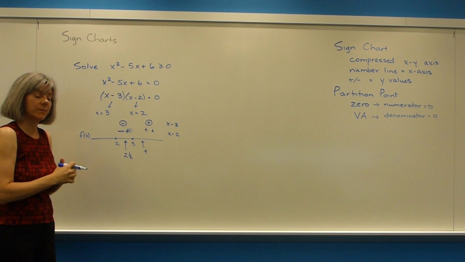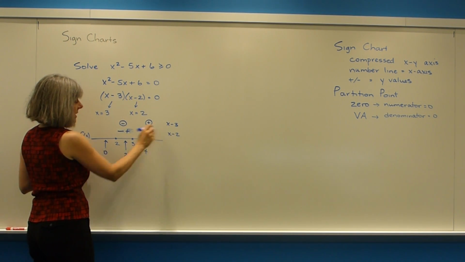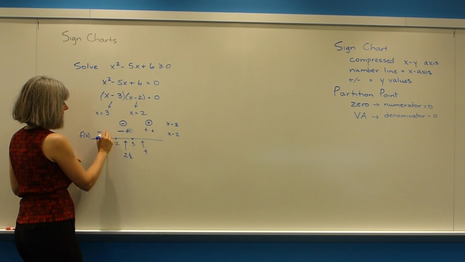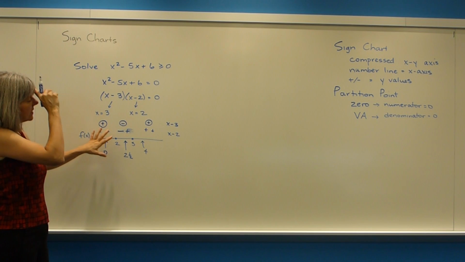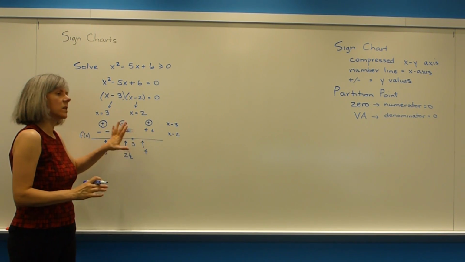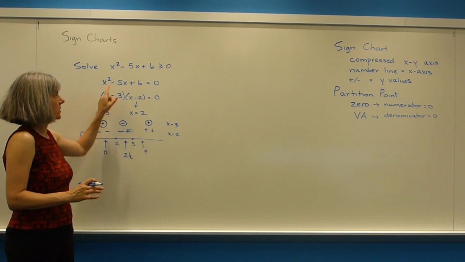Multiply together, negative. Over here, I think the easiest number is 0. 0 minus 3, negative. 0 minus 2, negative. Negative times negative, positive. So this takes some getting used to, but I strongly encourage you to move to this point because this is much faster than actually plugging in values.